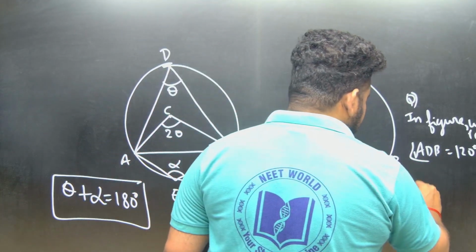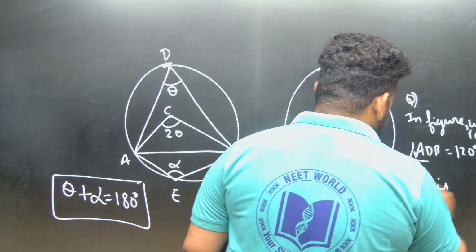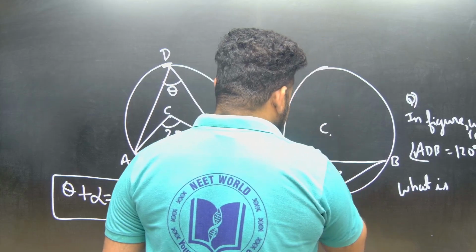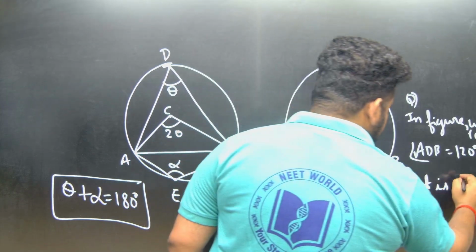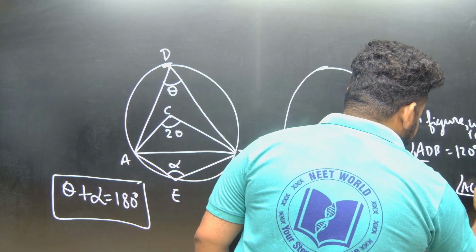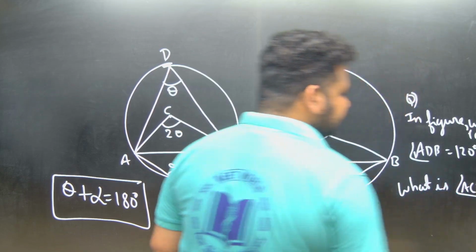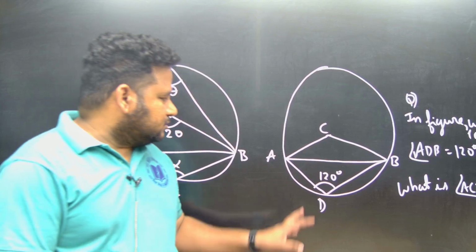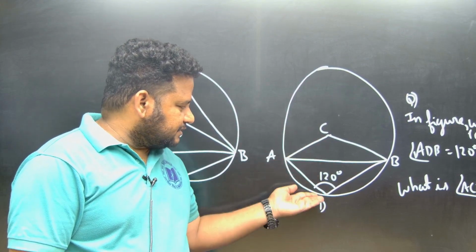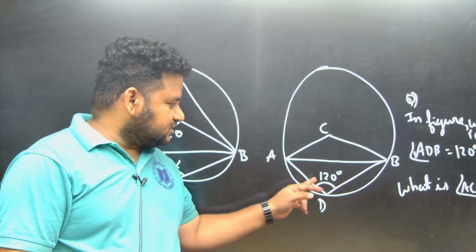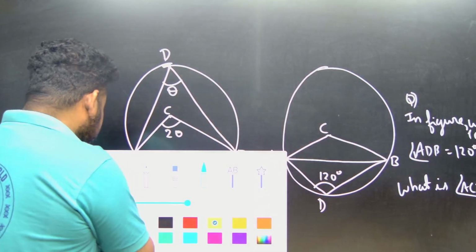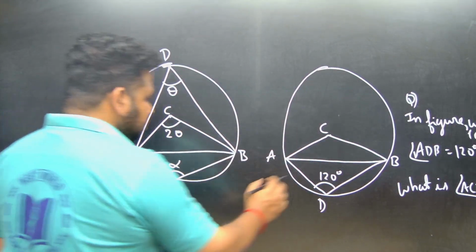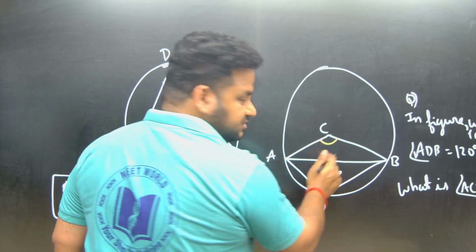Let this be the center. They can ask, what is angle ACB? The center is here, but the angle is given here, and this is 120 degrees. So what do we have to do? We have to do some construction, or use our concepts. This is the angle we need.